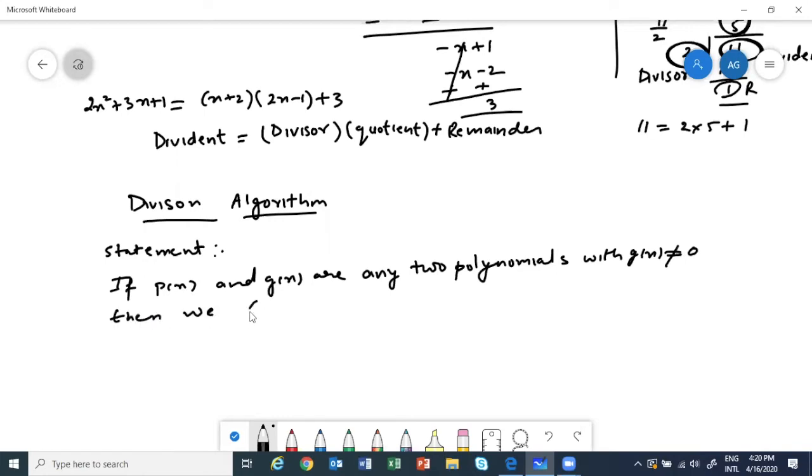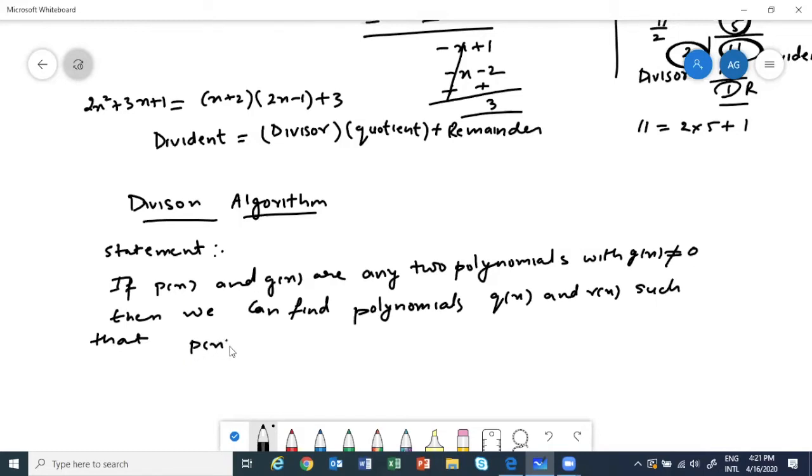we can find polynomials q(x). What will be q(x)? q(x) will be quotient, and the polynomial r(x). r(x) will be remainder, such that p(x) is equal to divisor, we'll divide by g(x), into quotient plus remainder.